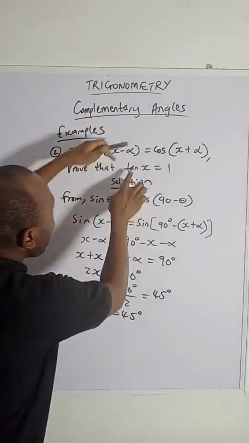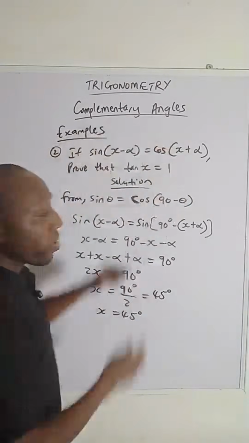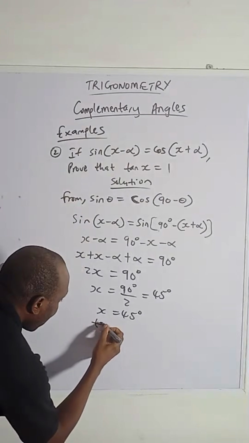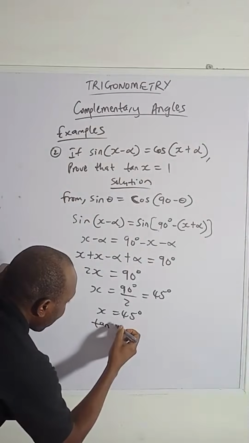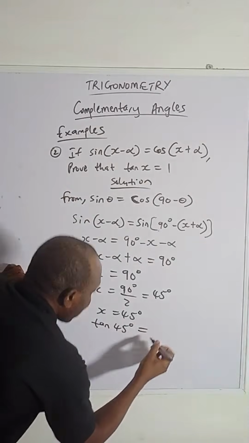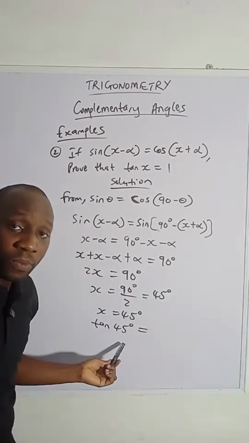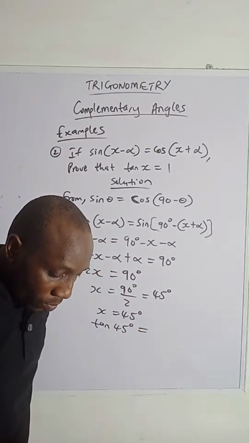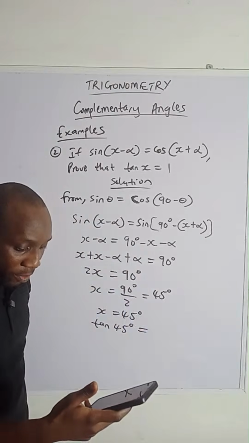But we are still not done. They say prove that tan x is equal to 1. What is tan x? X is 45 degrees. Who can tell me what is tan 45 degrees? This is a special angle. What is tan 45 degrees? If you know it, say it. What is tan 45 degrees?